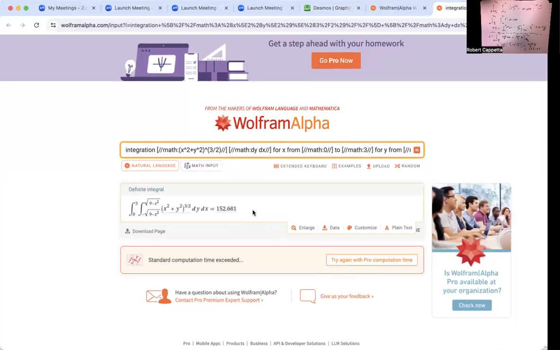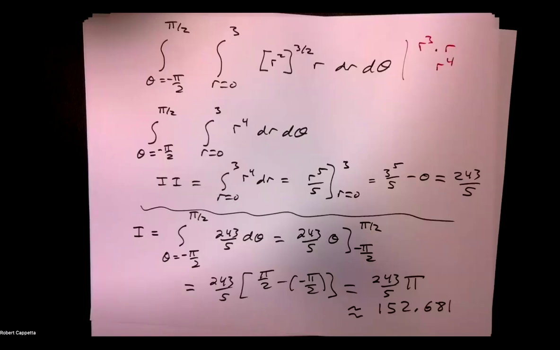Will it get the exact answer? Nope. Standard computation time exceeded. So it used some kind of a numerical algorithm to approximate it to 3 decimal places, but it was unable to get 243 pi over 5. It couldn't do it. Because to do that, the computer needed to think to switch to polar coordinates that made a very difficult problem relatively simple.